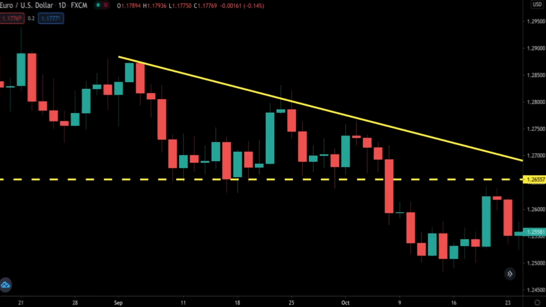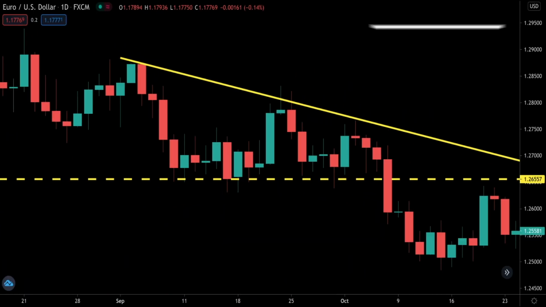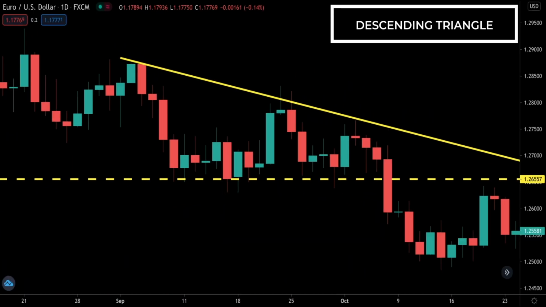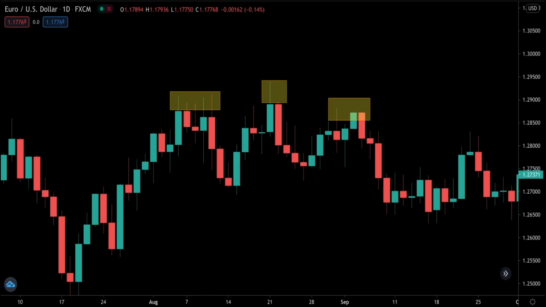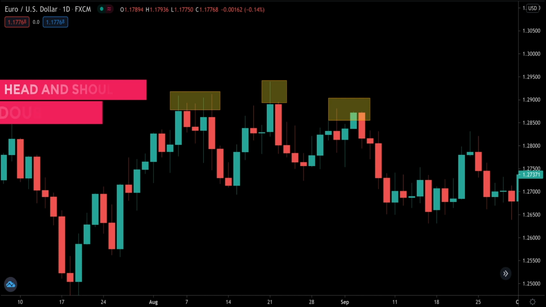Now, the opposite of an ascending triangle is a descending triangle, and you can apply the same concept to a descending triangle as well. But because I needed to keep the title to 100 characters max, I put it as ascending triangle. You can also apply the same concept to other chart patterns like the head and shoulders and double top, though it requires a bit more explanation for those patterns.